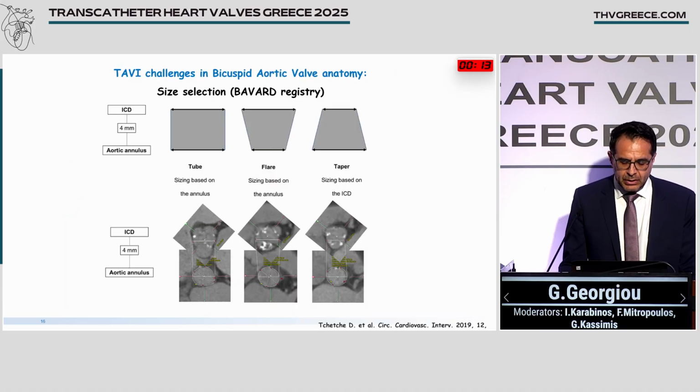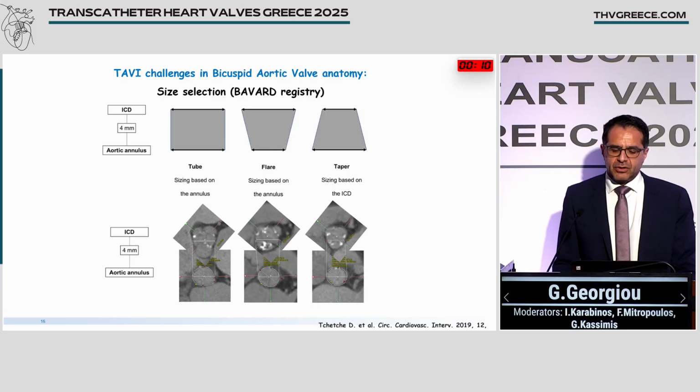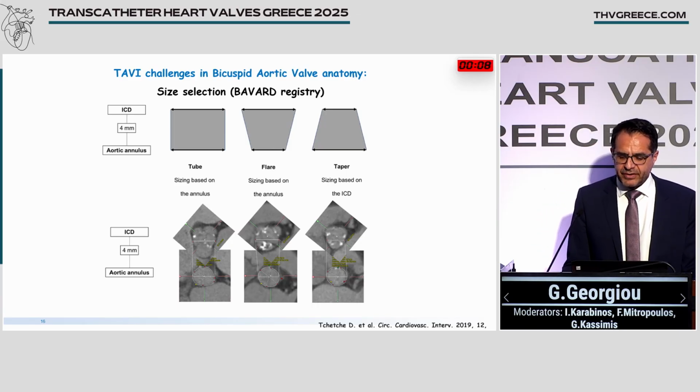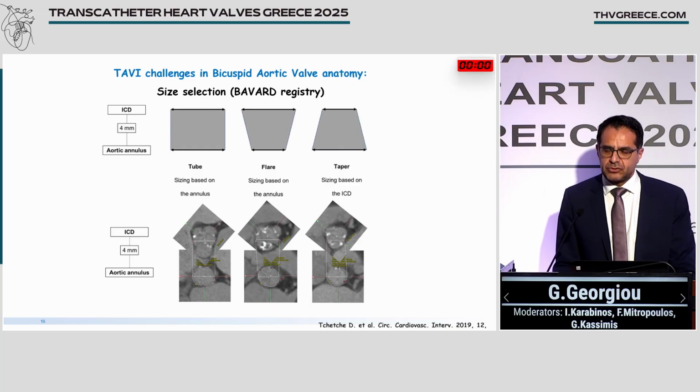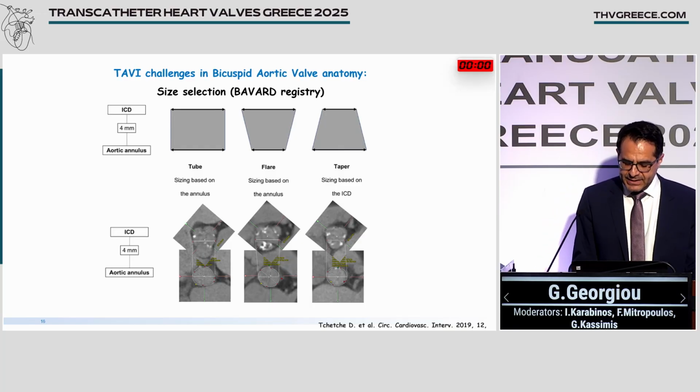emphasize that in this particular subset of patients, younger patients with low risk, the surgical approach is still the best way to go. One important parameter of treatment of the bicuspid aortic valve anatomy is the size selection. Multiple methods have been proposed. Georgiou and his group proposed the analysis based on the BAVARD registry, which takes into consideration the anatomy of the annulus and 4 millimeters above the annulus, the intercommissural distance. So we have in 2/3 of the patients not the typical tubular anatomy, but flared or tapered anatomy, and the sizing is based on these findings.